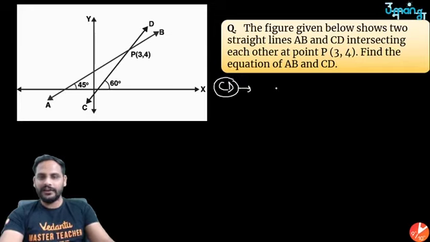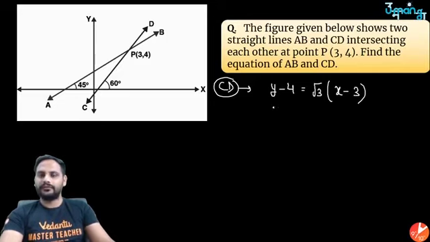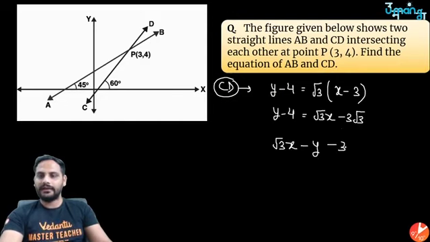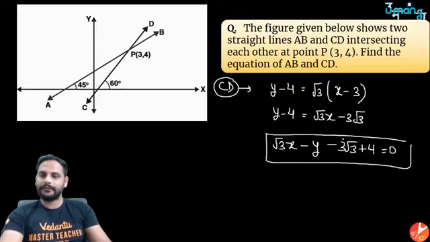तो फॉर द लाइन CD y minus y1 is 4 is equal to m. अब देखो tan 60 क्या होता है बेटा, √3 into x minus x1 is 3. सो y minus 4 is equal to √3x minus 3√3. सो फाइनली यू हैव गॉट द इक्वेशन एज √3x minus y minus 3√3 plus 4 equal to 0. ठीक है, y shifted over here minus y, minus 4 shifted here become plus 4. So this is how your equation.